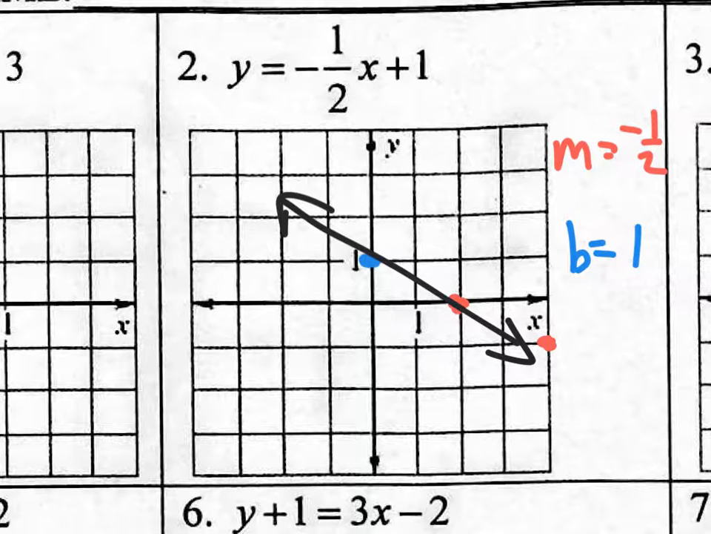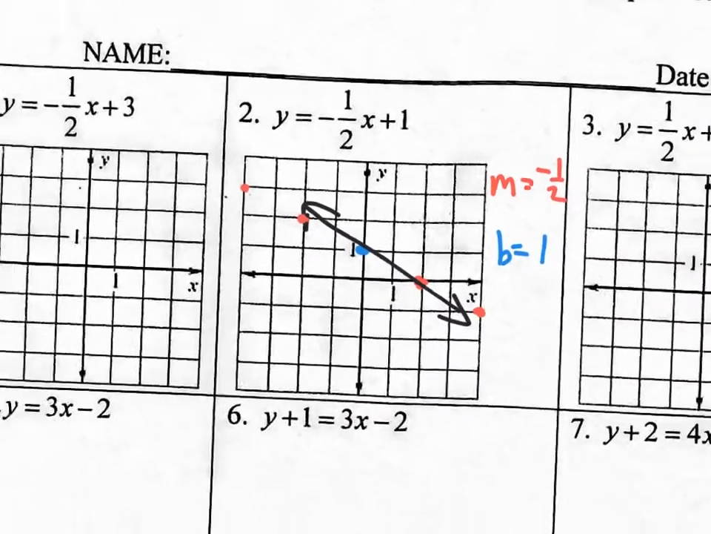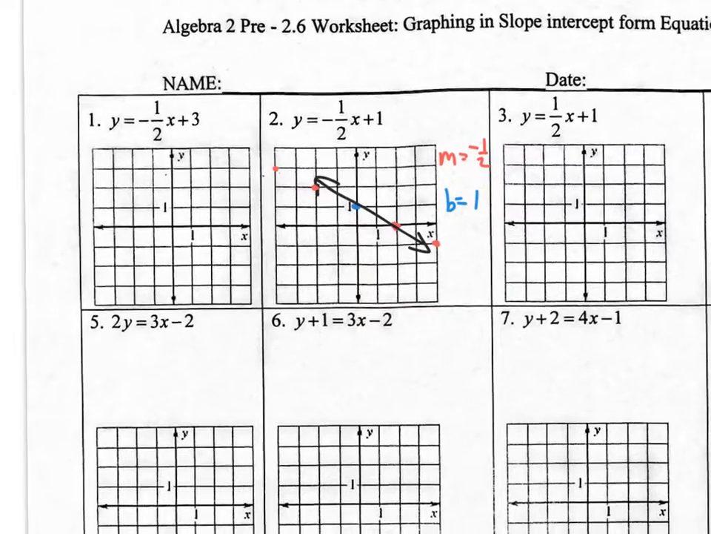And you could also use that same pattern backwards. Instead of going down 1 over 2, you could go up 1 over 2 and put a dot right here. And you could also go up 1 over 2 and put a dot right there. So you could make your line as long as you want. Do you guys get it? All right, cool. So let's take a look at another example. That's how you graph using y equals mx plus b.